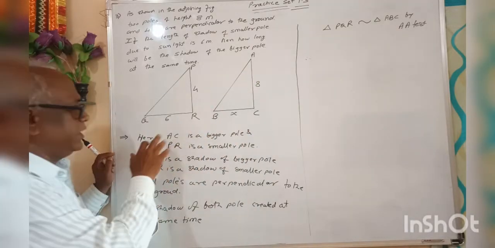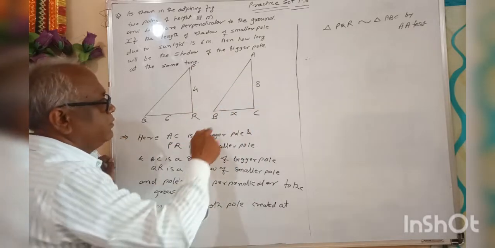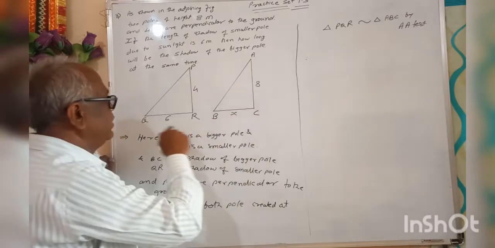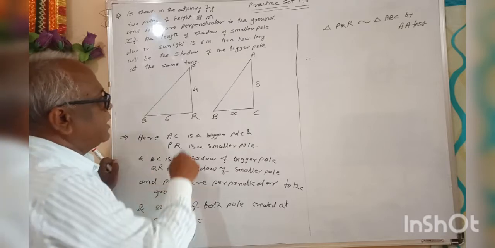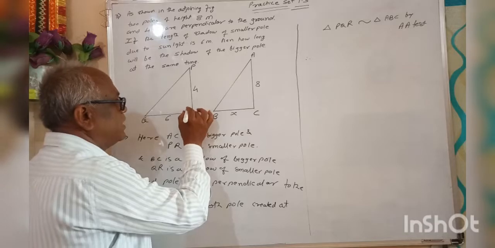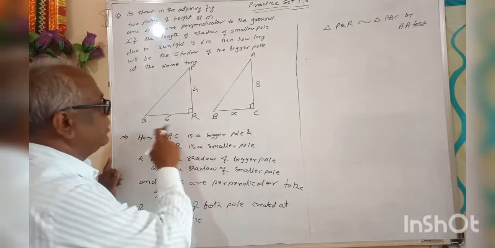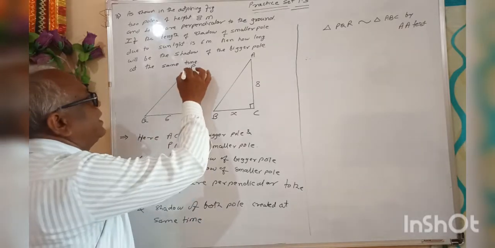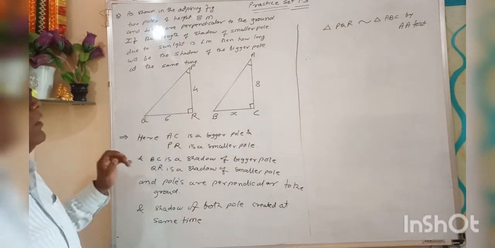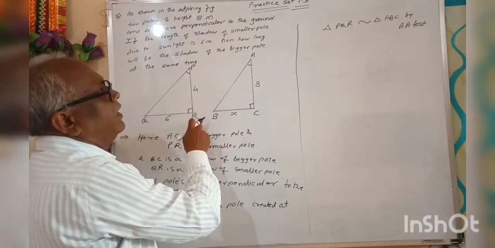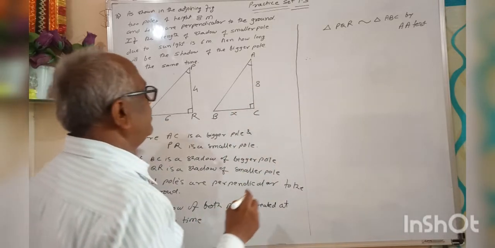Now here in this figure, AC is the bigger pole and PR is the smaller pole. BC is the shadow of the bigger pole. QR is the shadow of the smaller pole. Now here these poles are perpendicular to the ground and the shadows of both the poles are created at the same time. Therefore, the triangle PQR is similar to the triangle ABC by AA test.